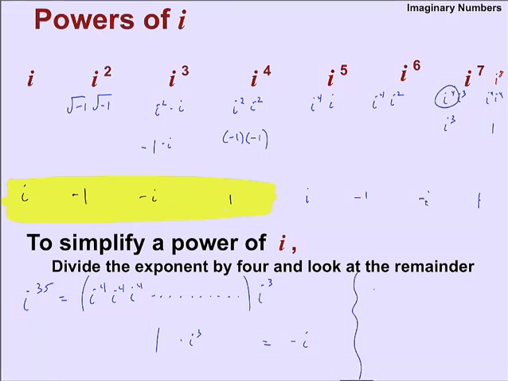If I had a bigger one like I to the 74th, well, it doesn't matter how many times 4 goes into 74, but it doesn't go in evenly. It gets up to 72 evenly, and then I'm left with 2 left over. So the I to the 72 cancels out to 1. All I'm left with is I squared, which is negative 1.